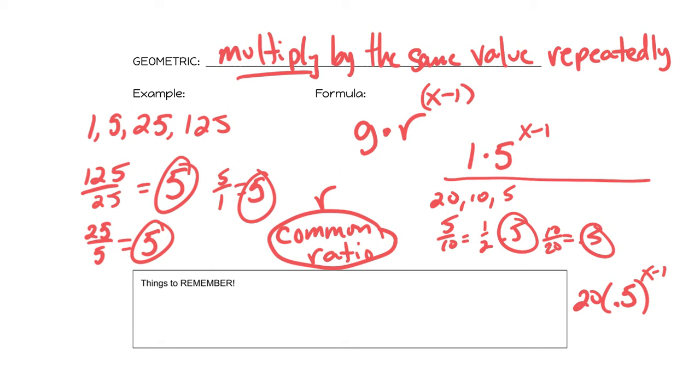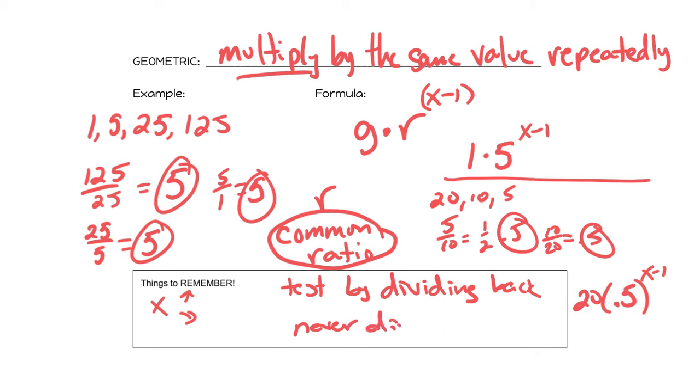So again, geometric is one where we're multiplying and it can go either up or it can go down. We test it by dividing backwards. And then our ratio is either a whole number or a decimal. Don't need to change the fraction, but let's put in here, never divide. Because if you write that down and you type an equation that has division, I will probably count it wrong. We don't want that to happen.